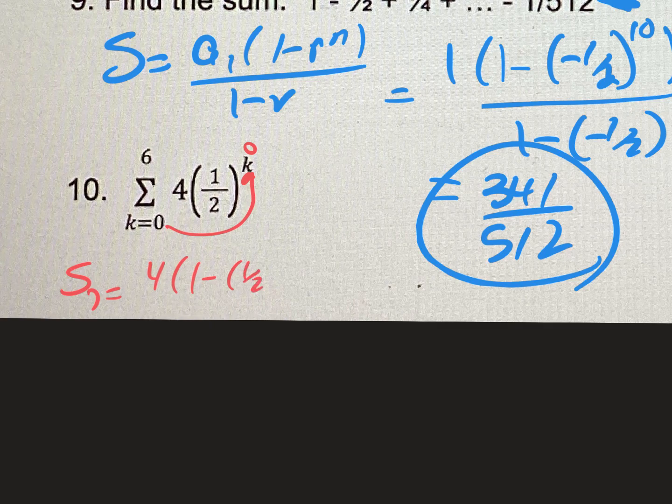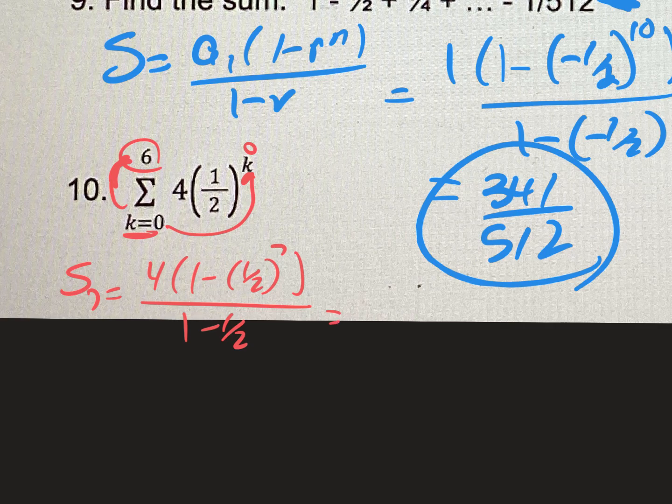R is always whatever's raised to the power. On my denominator, I get 1/2. Now, because I'm going from 0 to 6, that's actually 7 terms. To find out how many terms there are, you do the top number, the 6, minus the bottom number, 0, and you add 1 back. 6 minus 0 is 6, plus 1 is 7.